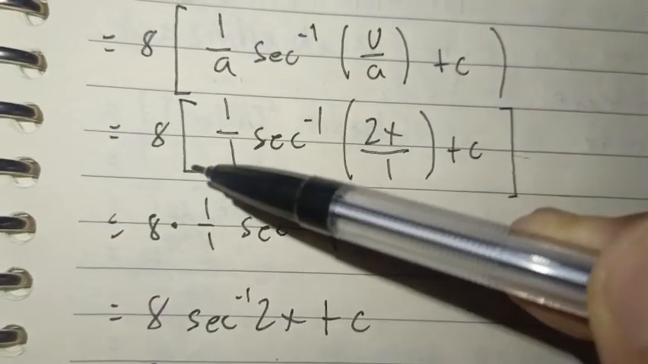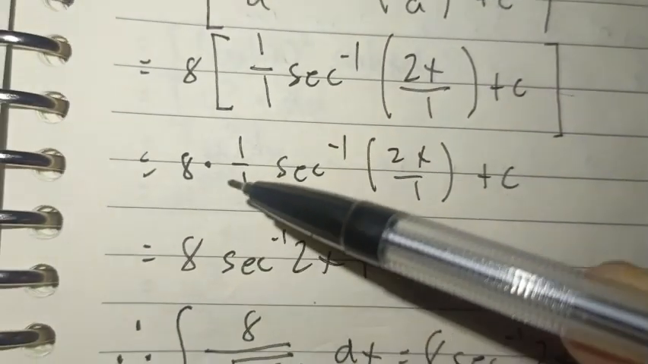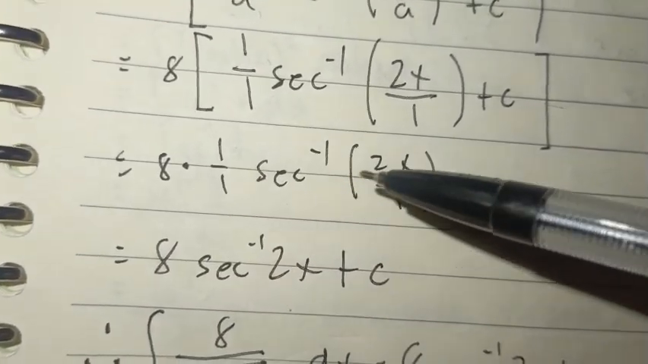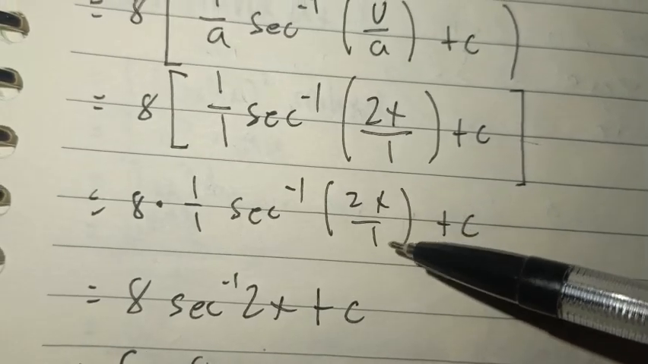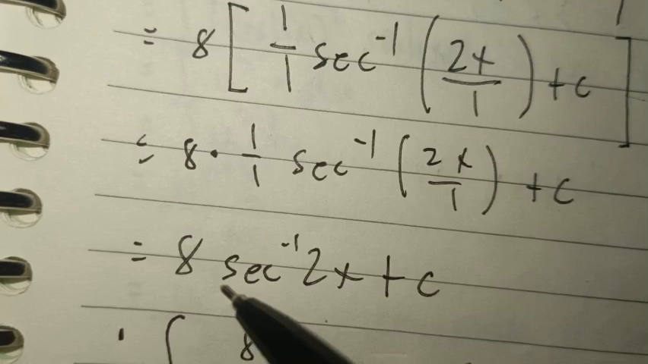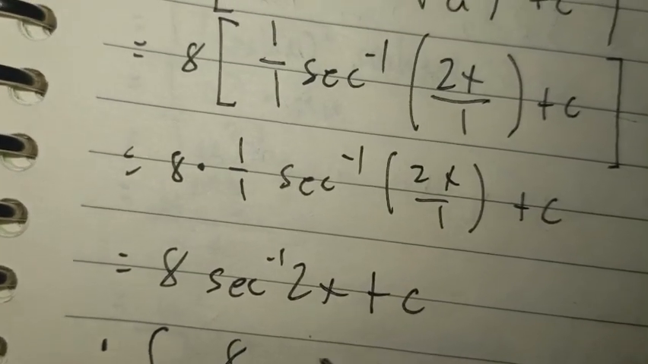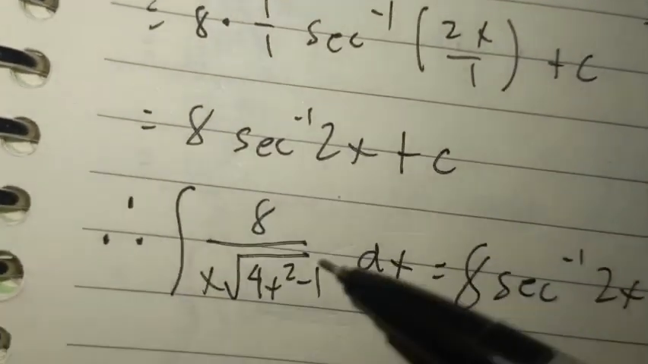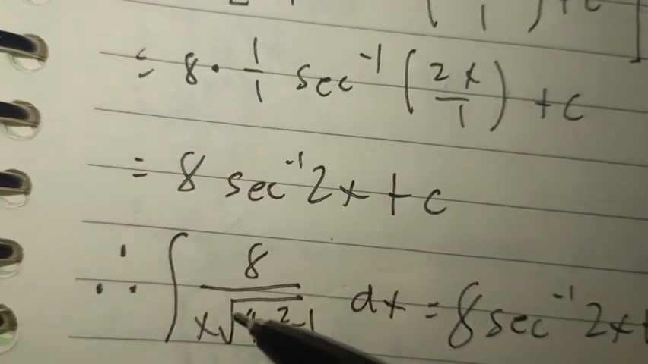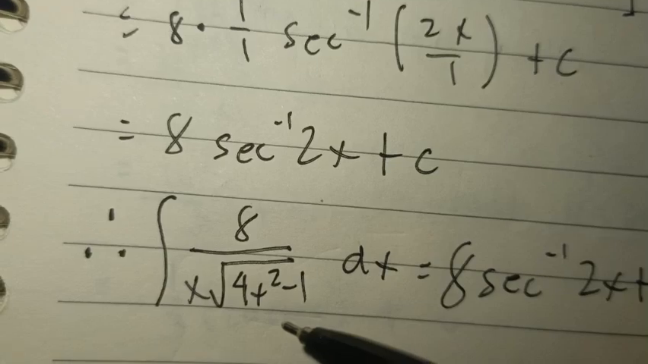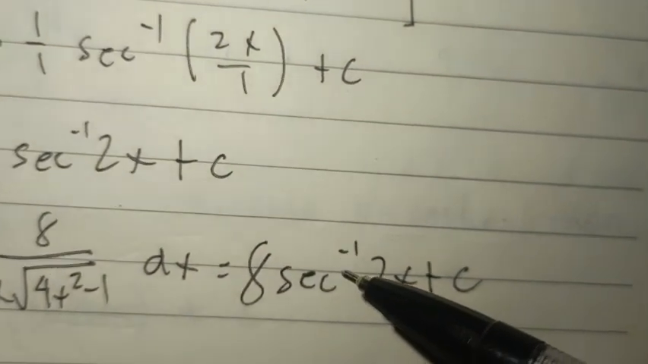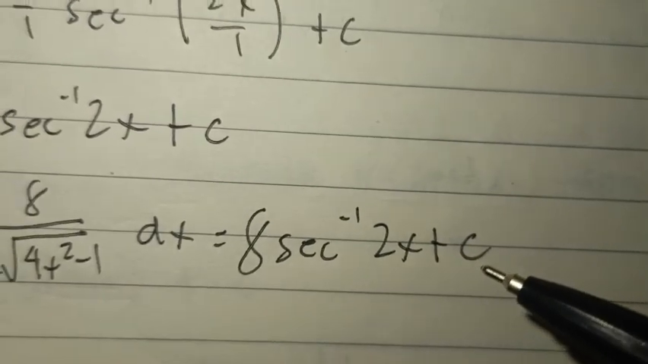So group out again 1 over 1 and multiply it by 8. And now here we have our final answer, because 2x over 1 is simply 2x, plus c, and combining all those, we have 8 secant raised to negative 1 of 2x plus c. Therefore, the antiderivative of 8 over x square root of 4x squared minus 1 dx is 8 secant raised to negative 1 of 2x plus c.